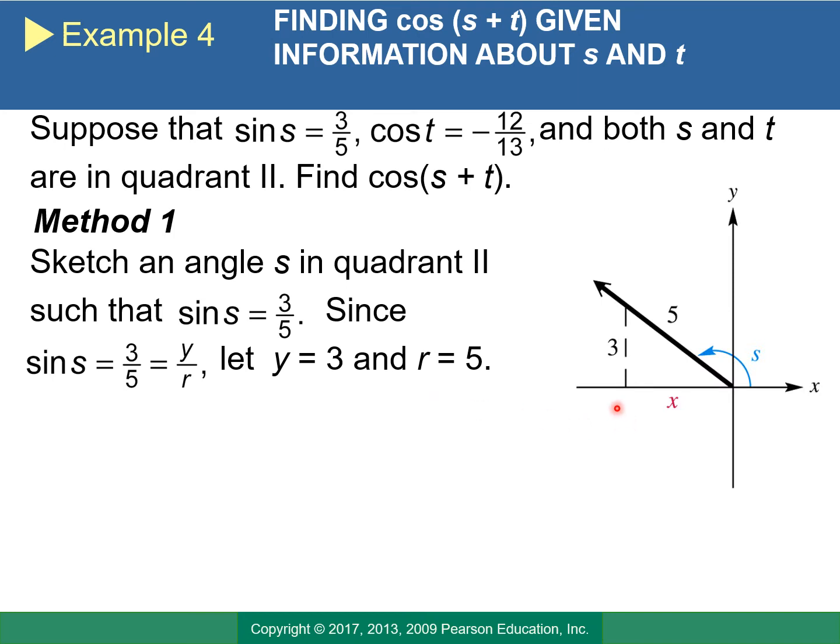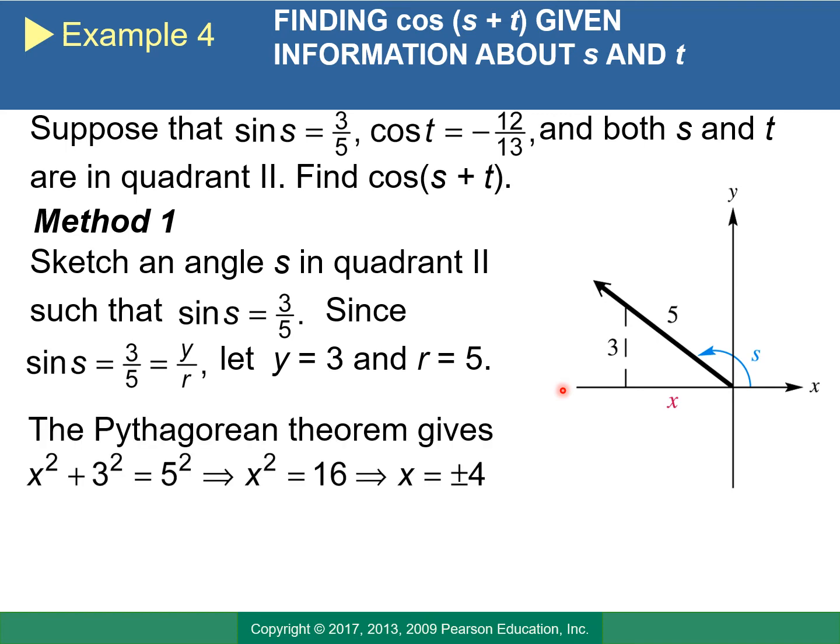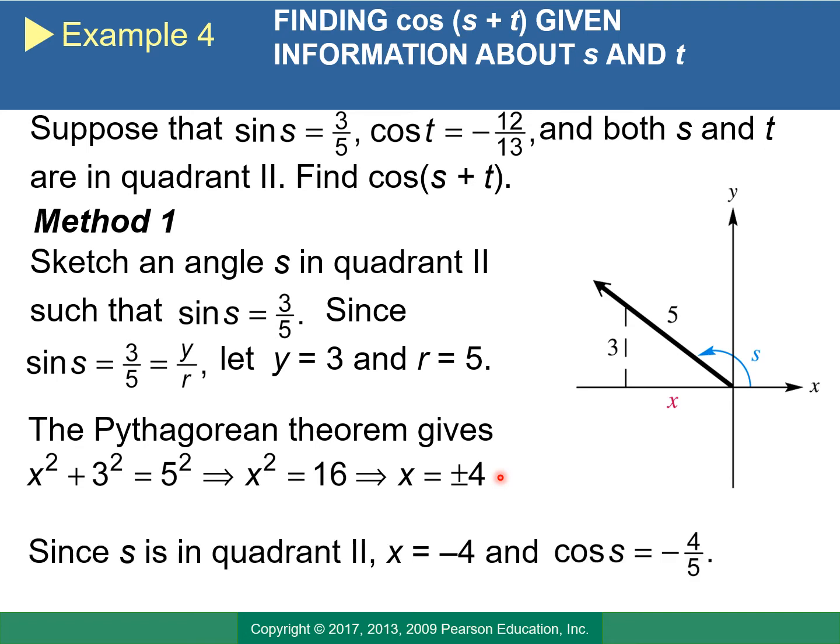The hypotenuse is 5, this opposite side is 3, and then hopefully you're thinking how you can find x, Pythagorean theorem. And so using your Pythagorean theorem, you get x is either plus or minus 4, and then we know what quadrant we were in, and so the reason we were told which quadrant is so that we can pick the correct value for x. So x is negative 4 because we're in quadrant 2, and our cosine or x values are negative over there. And so now we know cosine of s is negative 4/5.